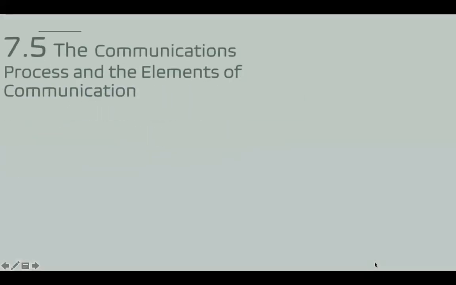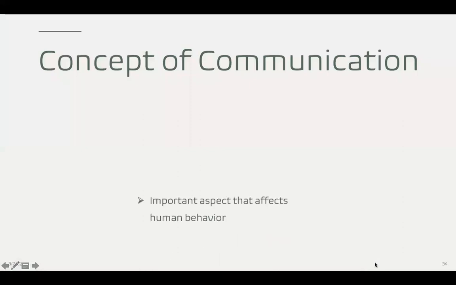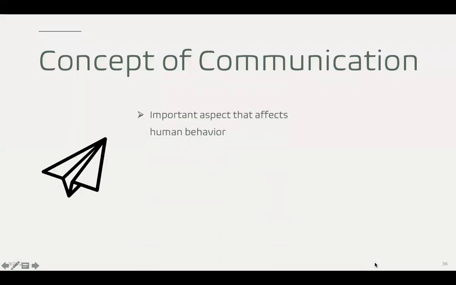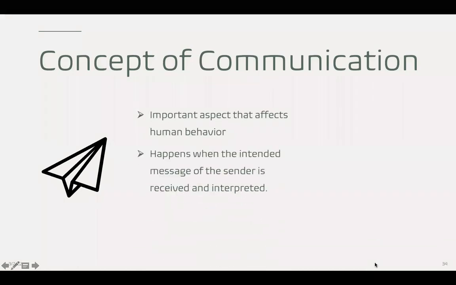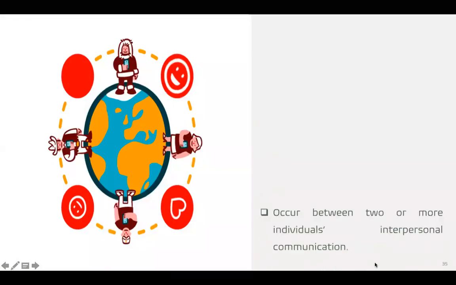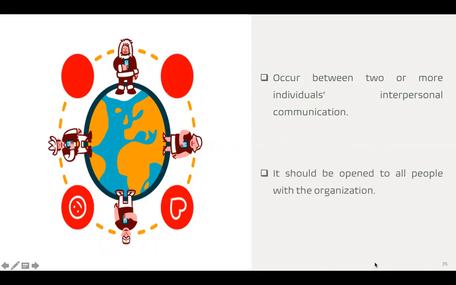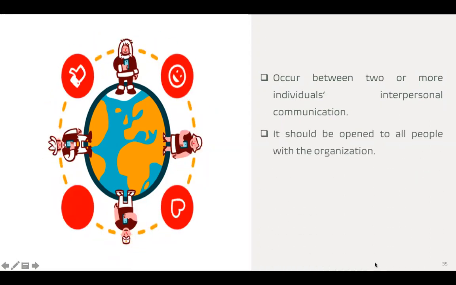So next we have the communication process and the elements of communication. Concept of communication. It is an important aspect that affects human behavior. It happens when the intended message of the sender is received and interpreted. The exchange of information with others occurs between two or more individuals, interpersonal communication. It should be open to all people within the organization.